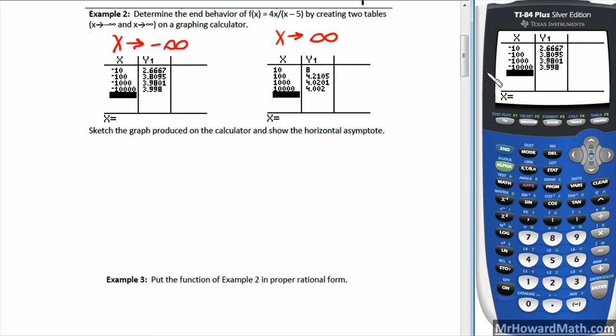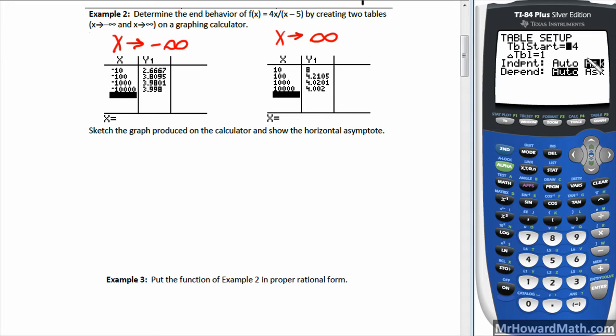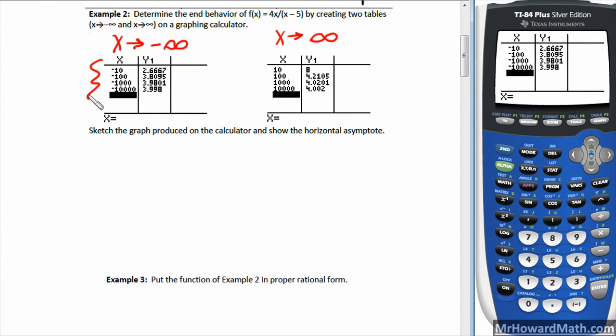All right, so here are the tables. I just went into table setup and put my independent variable, the x variable, to ask, and then I was able to type in these values. So to simulate going to negative infinity here, I put in negative 10, negative 100, negative 1,000, negative 10,000. So as x approaches negative infinity is this table. And then over here I did the same thing, set the independent variable to ask, typed in 10, 100, 1,000, and 10,000 for the x values to simulate x going to positive infinity.